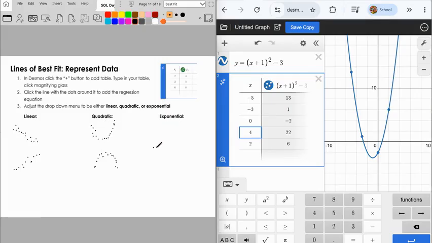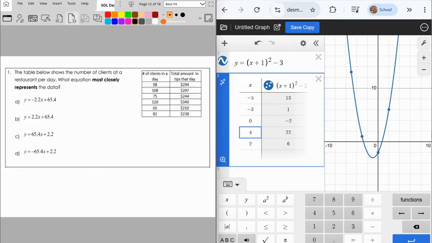Exponential we'll talk more about later. It's when it goes like this. It might go up very quickly, or it could also go down very quickly. Okay, so linear is like a line, quadratic is a parabola, exponential is a big swoop up or a big swoop down. Okay, here we go.